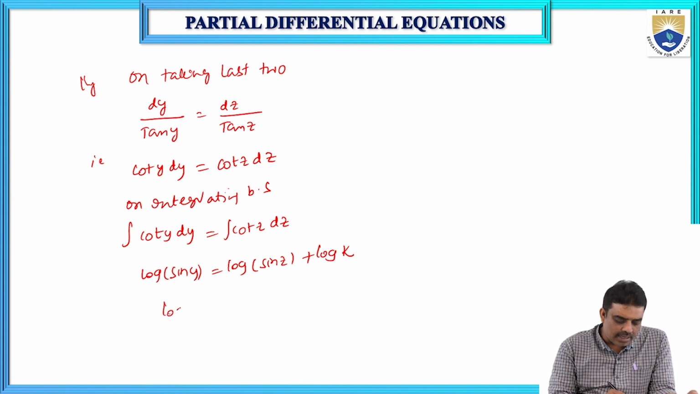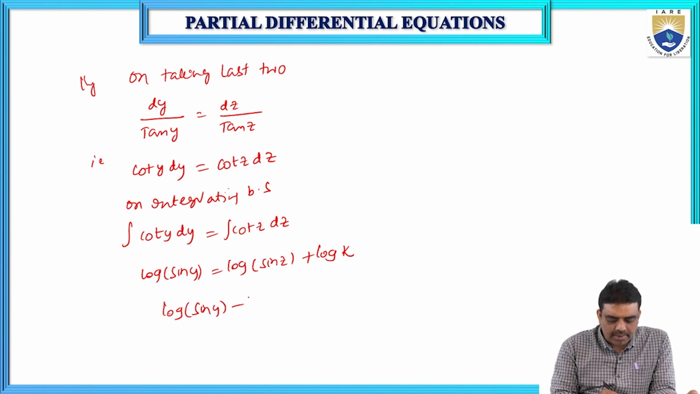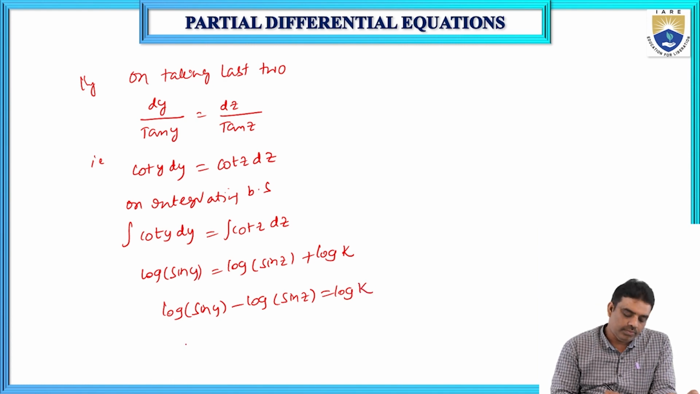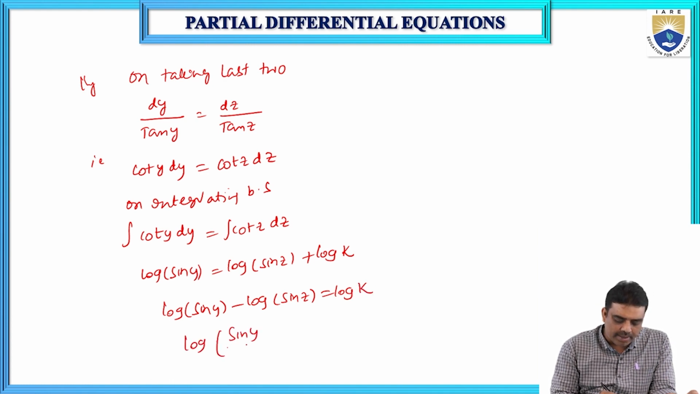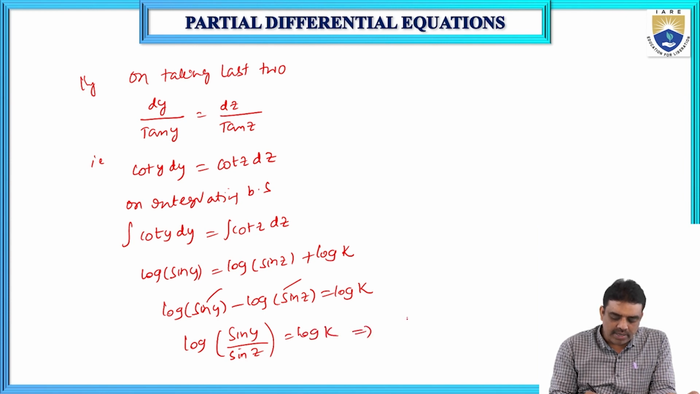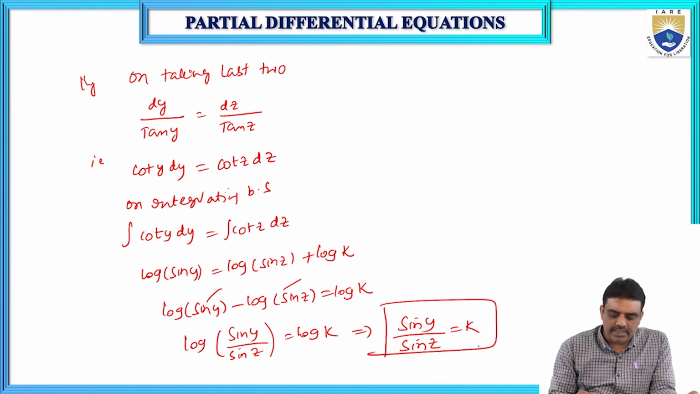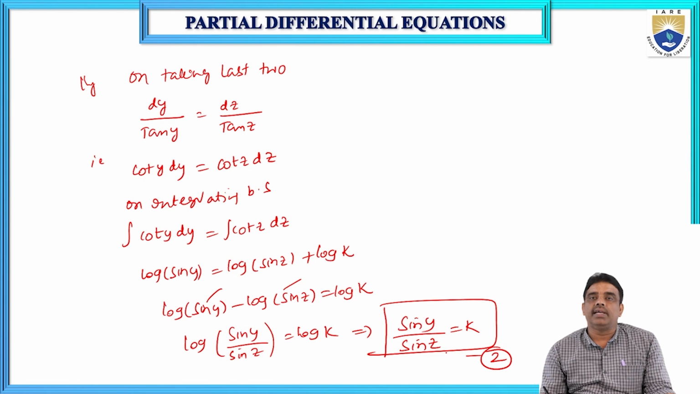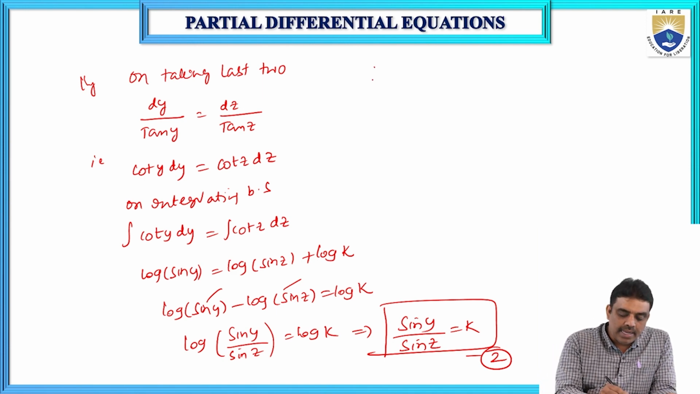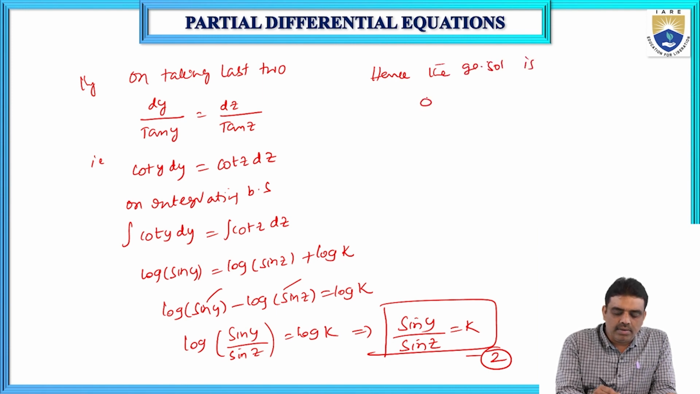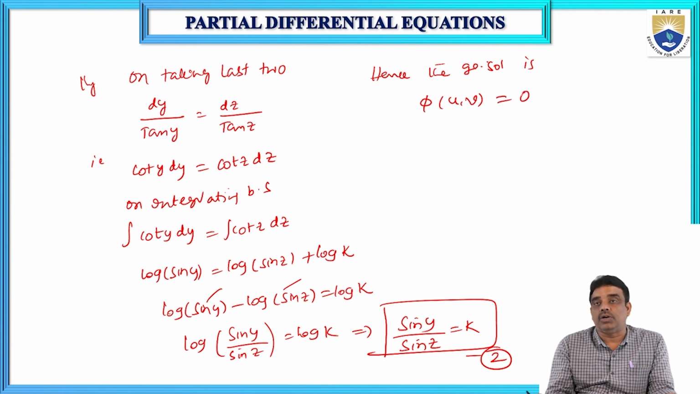Or what I can write here, log sin y minus log sin z is equal to log k. Log m minus log n, I can write it as log m by n. So log sin y by sin z is equal to log k. Or what is the solution? Sin y by sin z is equal to some constant k, and this is the second function, v of x, y, z is equal to some constant. Hence, the general solution is phi of u comma v is equal to 0.